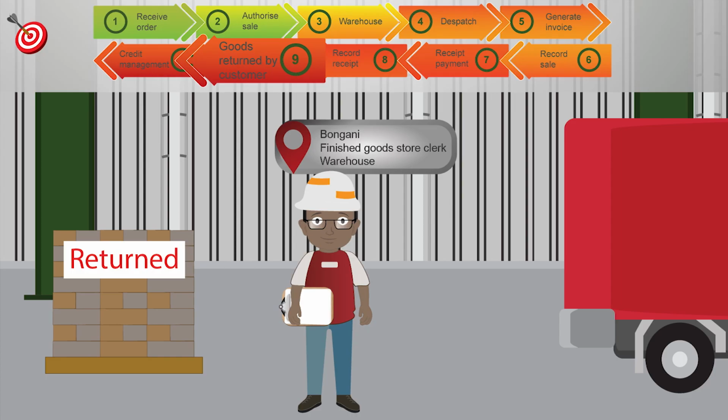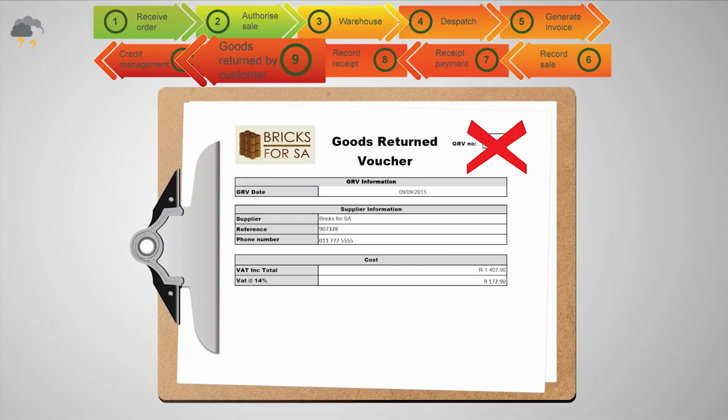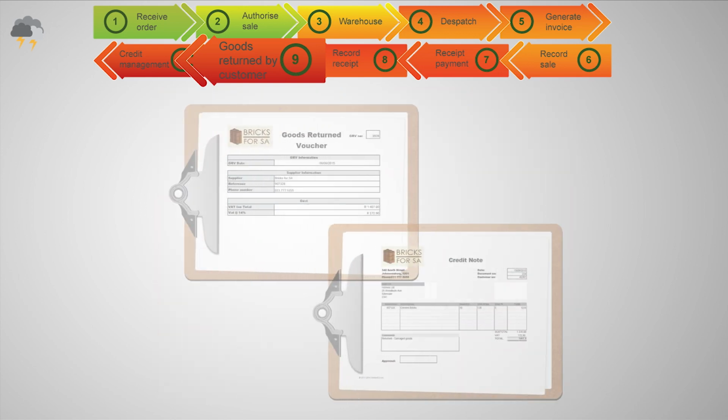An objective identified here is to record the return of goods accurately and credit the correct customer's account. Risks for this step could include inaccurate recording of the goods returned on the GRV, resulting in the customer receiving more credit than required, and passing credit notes for goods which have not been returned.